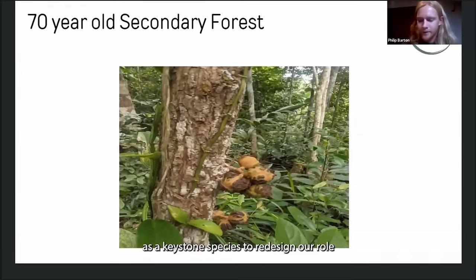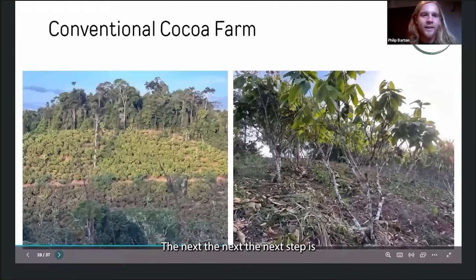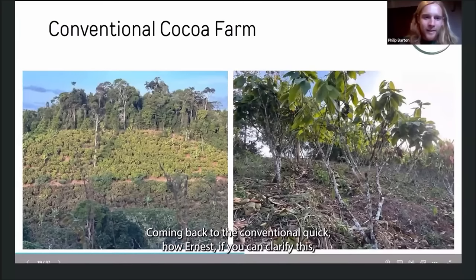The next slide, please. Coming back to the conventional cacao farm. Ernst, if you could clarify this, they do use 300 kilograms of fertilizer per hectare per year.